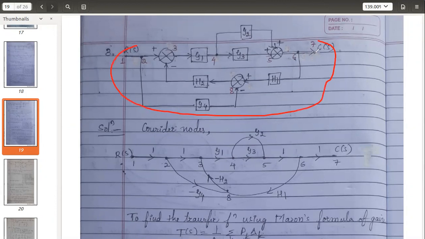If you want to take the 8th node here, the problem is there is no connection between 7 and 8 directly. 6 and 8 are connected. So instead of taking the 8th node here, better you take the node here, just like the original block diagram. So moving into the steps for Mason's gain formula.